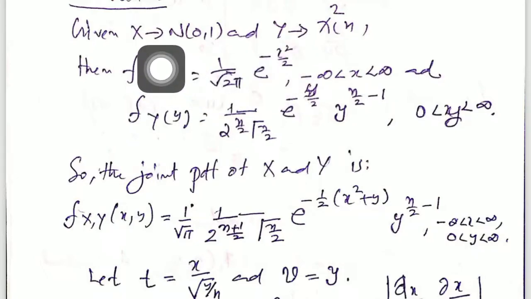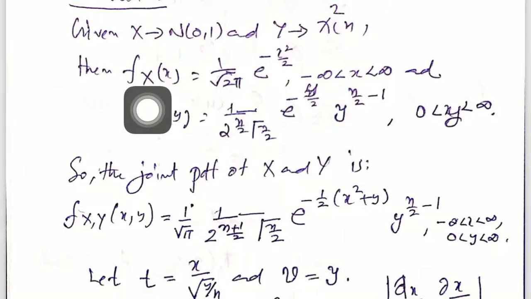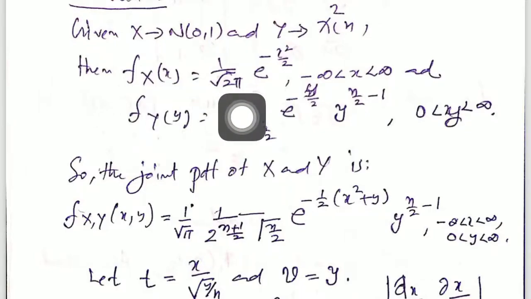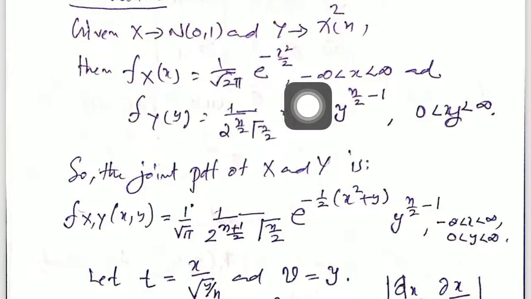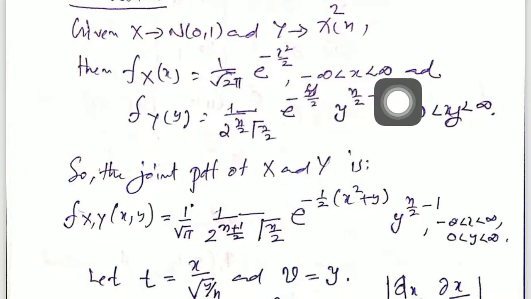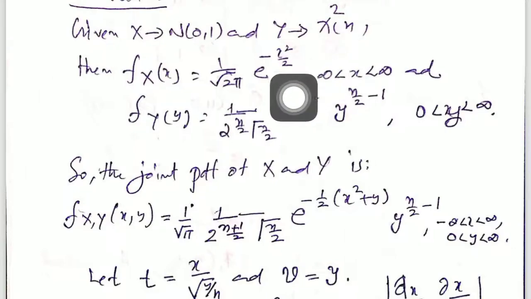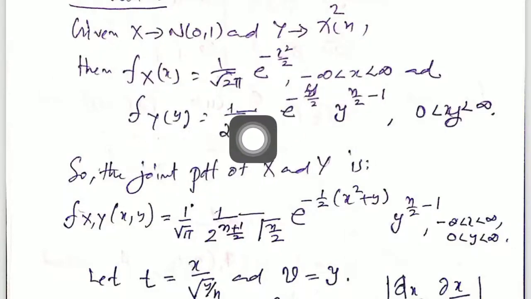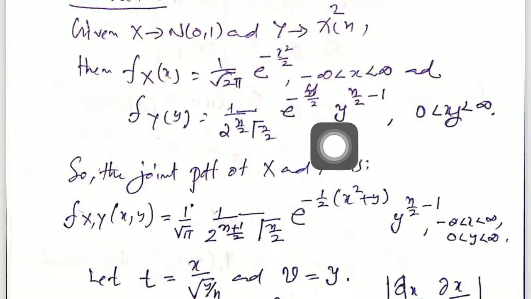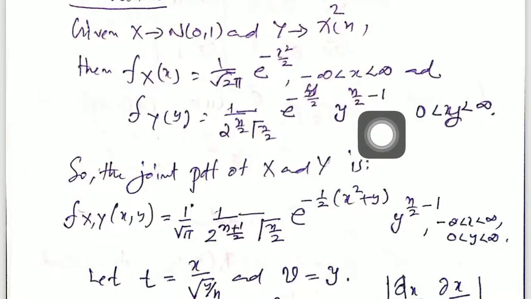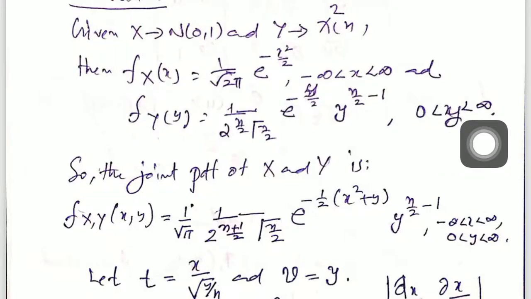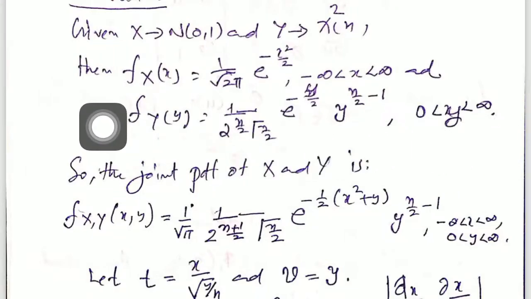So what is the PDF of x? It is f of x equal to 1 by root of 2 pi e to the power of minus x square by 2, x in the range minus infinity to infinity, and y is chi-square. So the PDF of chi-square is 1 by 2 to the power of n by 2 gamma n by 2 e to the power of minus y by 2 y to the power of n by 2 minus 1 in the range 0 to infinity. You may recall these PDFs.